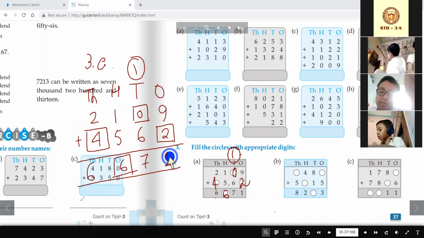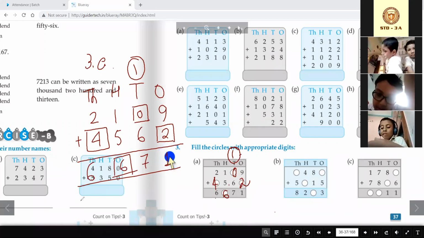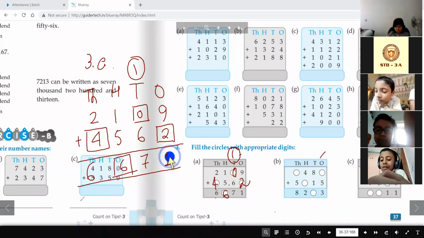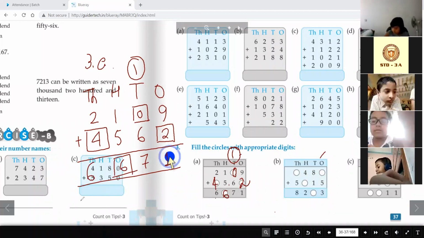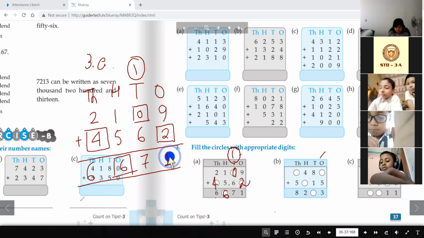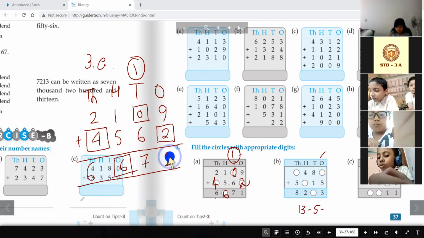Okay, so going to the next sum. First ones place we will solve. Okay, so here 3 is there and 5 is there. 5 is in the addend position and 3 is the sum. Now 3 is the sum, which means 3 is smaller than 5. So here it must be 13. 13 minus 5 will come as 8. So here we will write 8.